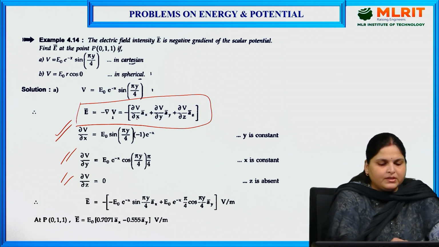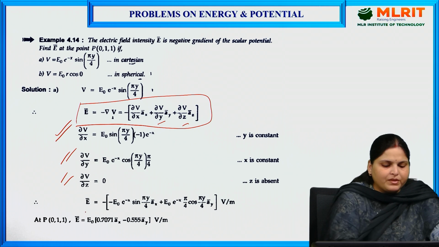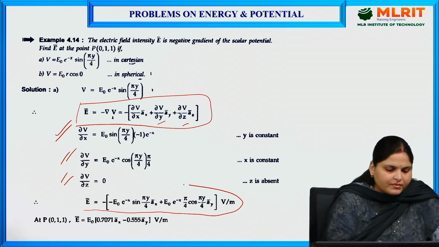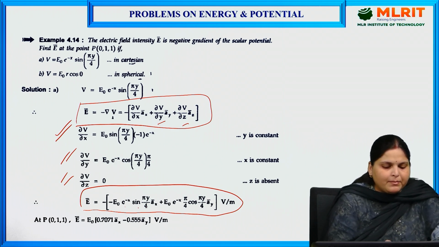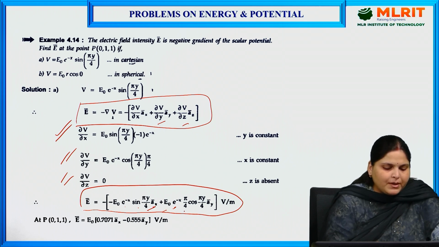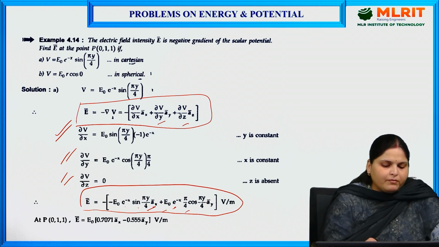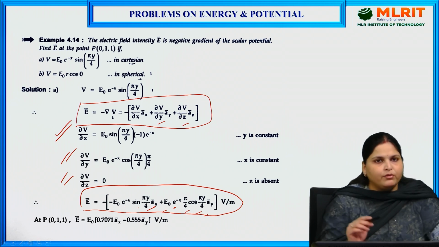We will put dou V by dou x, dou V by dou y, and dou V by dou z one by one here in this formula, and after putting, we get E equals minus E0 e to the power minus x sine of pi y by 4 ax plus E0 e to the power minus x times pi by 4 cos of pi y by 4 ay volt per meter.